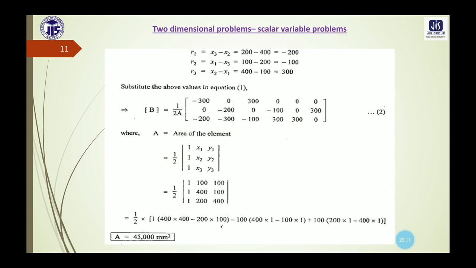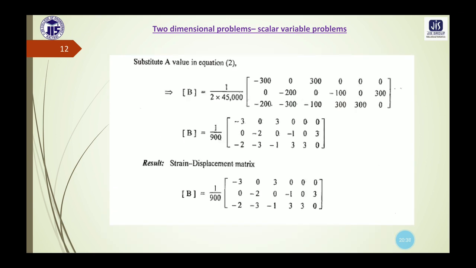the coordinates of the nodal points or the corner points of this triangular element, which are denoted here as i, j, k. So we can put all these coordinates here, and after putting this, we need to perform the matrix multiplication, and finally we get the area of this triangular element. It is 45,000 millimeters squared.